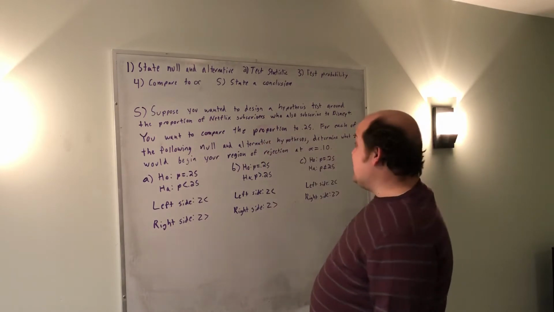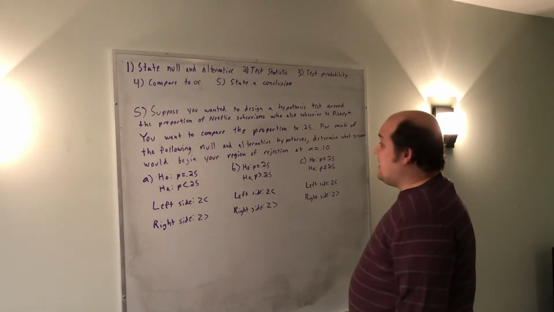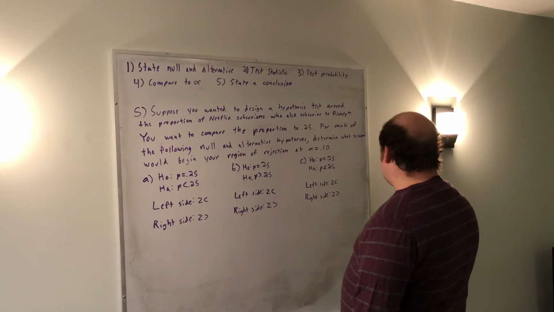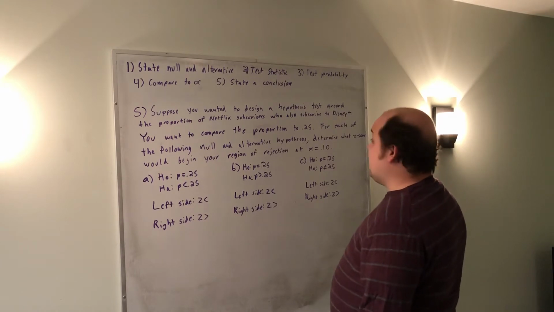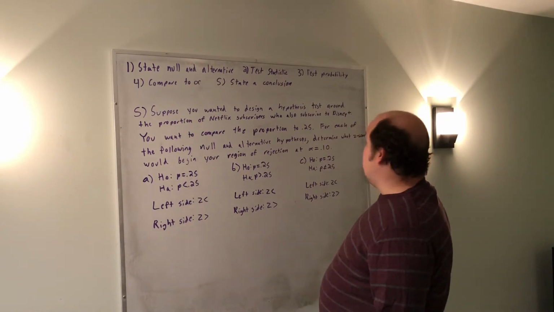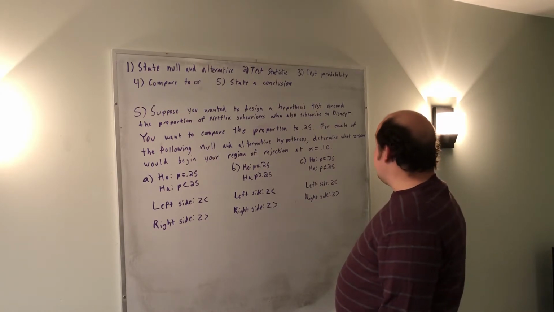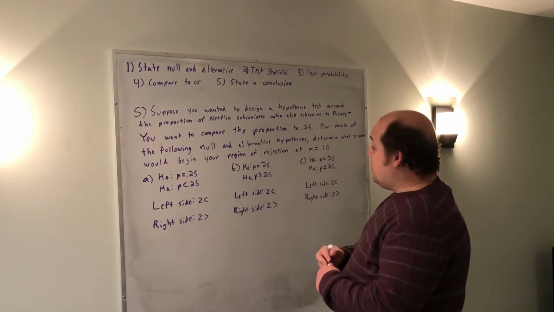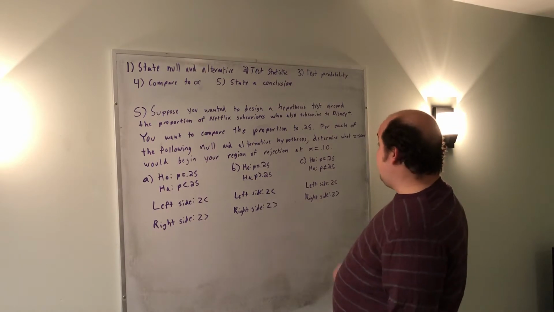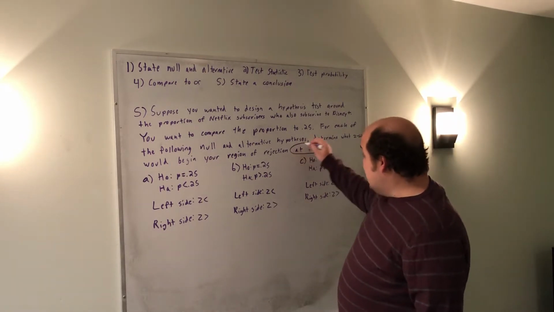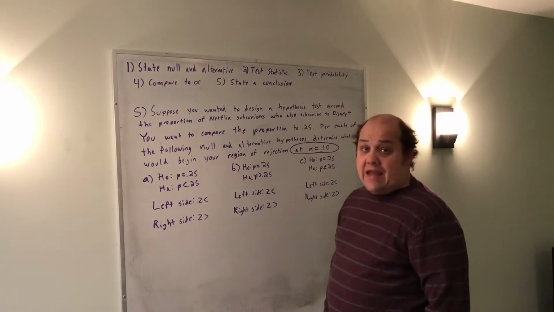In this case, it says, suppose you want to design a hypothesis test around the proportion of Netflix subscribers who also subscribe to Disney+. You want to compare the proportion to 0.25. For each of the following known alternative hypotheses, determine what z-score would begin your region of rejection at alpha equals 0.10. This is really the only thing that matters.